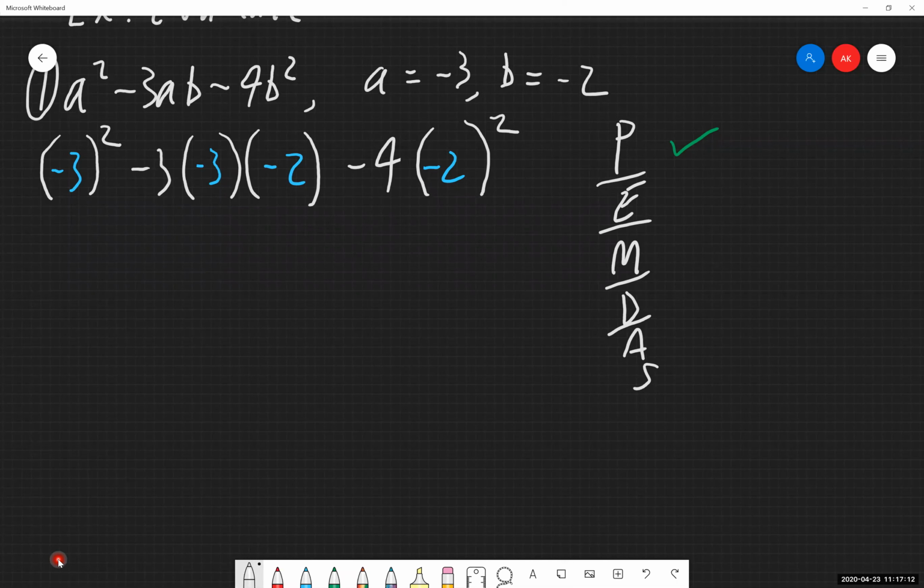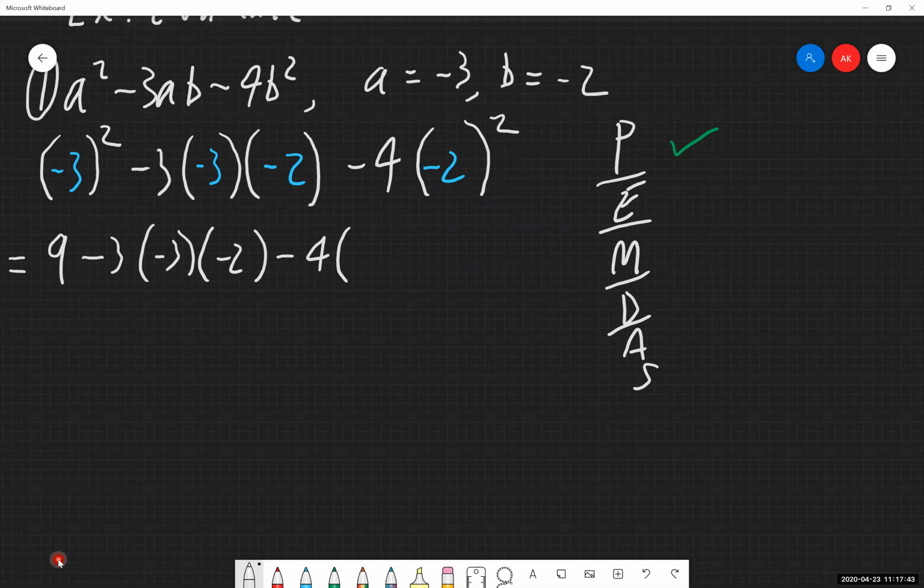So I'm moving on to exponents. Do I have any exponents? Yeah, I have two things being raised to the second power. I've got this one here, and I've got this one here. So I'm going to go through and evaluate each of these using our exponent. So I have -3 to the second power. It's going to give me 9. I'm not doing anything else in this process. I'm just working with exponents right now. And then I have -2 to the second power. -2 to the second power is going to give me 4.